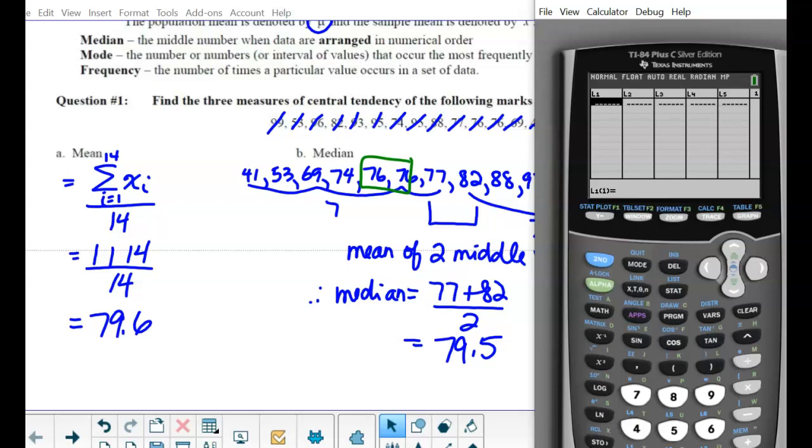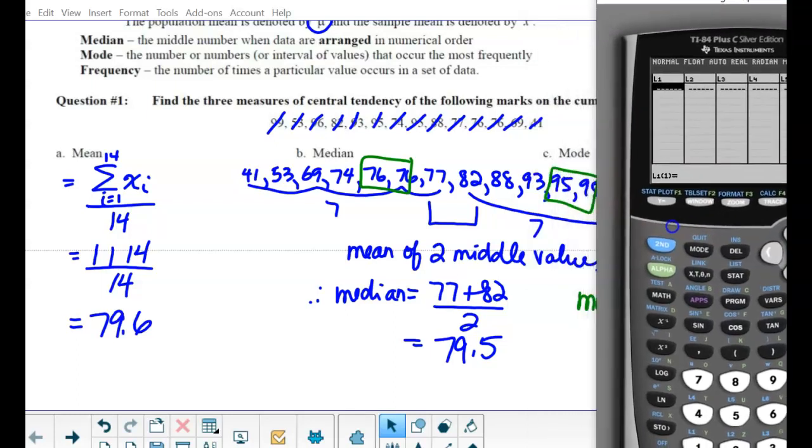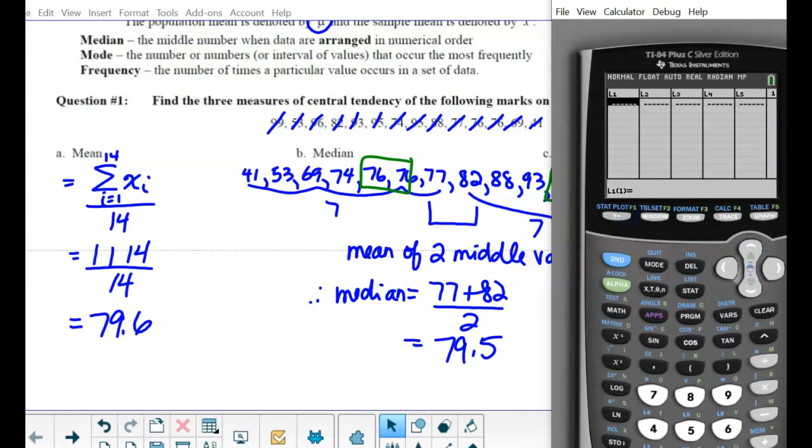Now, you can enter that list without putting it in order, which makes life a little bit easier, right? Rather than doing what we did before. For the mean, we entered it without order, but then we had to put it in order before we could calculate anything. So the calculator is going to do a lot for us.